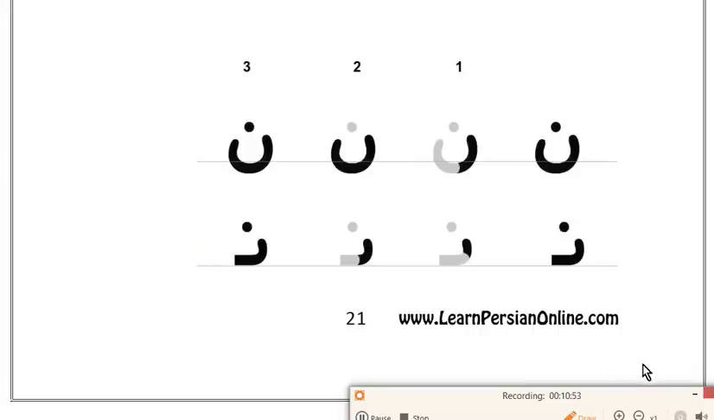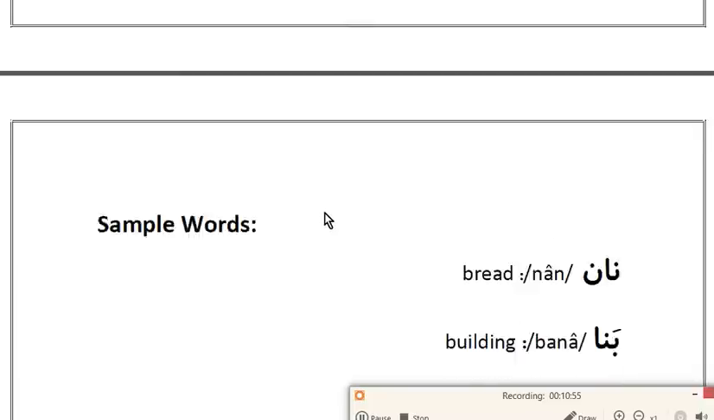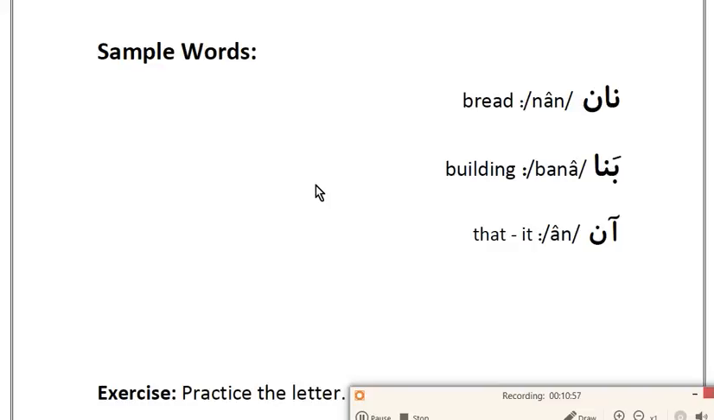All right, so let's go to the next page. On the next page, we have three sample words. The first one is non. Non means bread. Non, bread. The next one is bana. Bana means building. And the last one here is on. On means that or this.